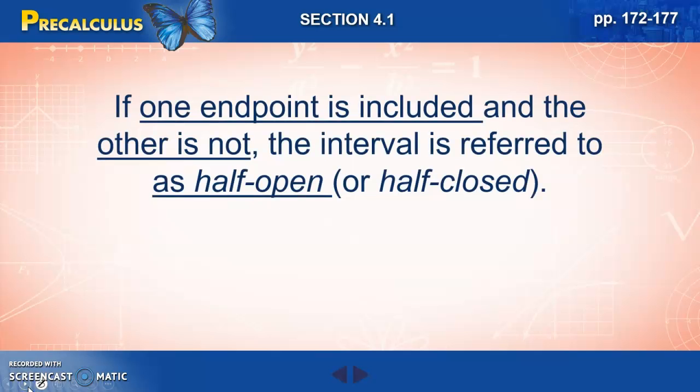If one endpoint is included and the other is not, the interval is referred to as half open or half closed. As an inequality, you might have seen something like this: 0 is less than or equal to x, which is less than 3. In interval notation, we're going to write that with a bracket because the 0 is closed, and a parentheses at the 3 because the 3 is open.